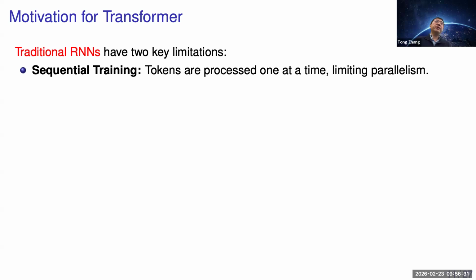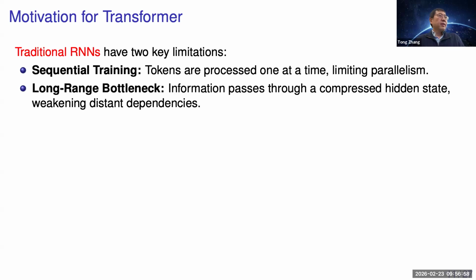RNN is like a very deep neural network. You can think about going through backpropagation through time. It goes through a context length of that long, and tokens are processed one at a time, limiting parallelism. This is for the training. For the inference, you always process one token at a time, right? But for the training, this causes a problem.